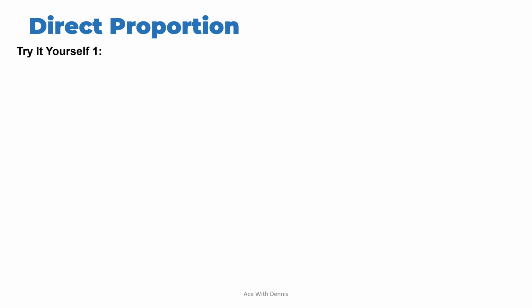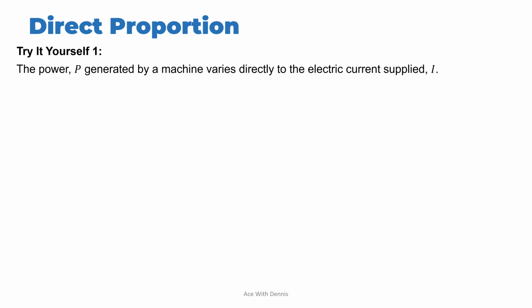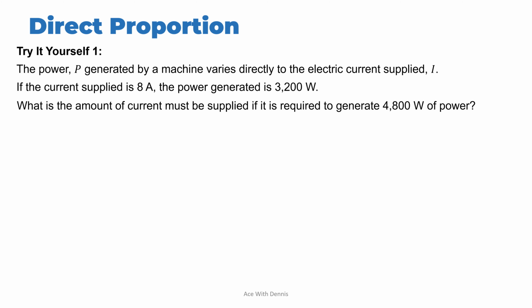Now, let's try this example yourself. The power P generated by a machine varies directly to the electric current supply I. If the current supply is 8 amperes, the power generated is 3200 watts. What amount of current must be supplied if it is required to generate 4800 watts of power?